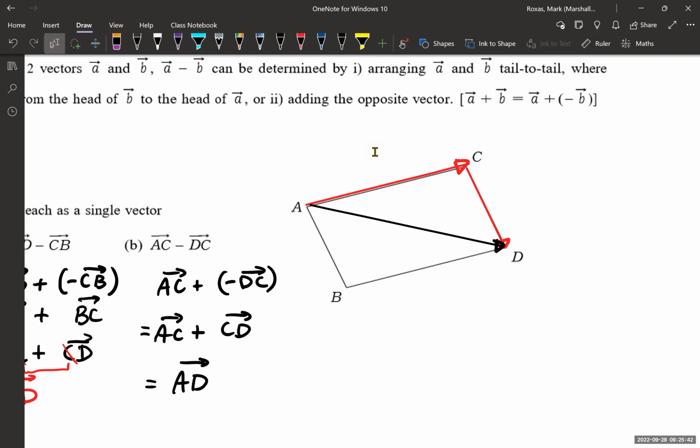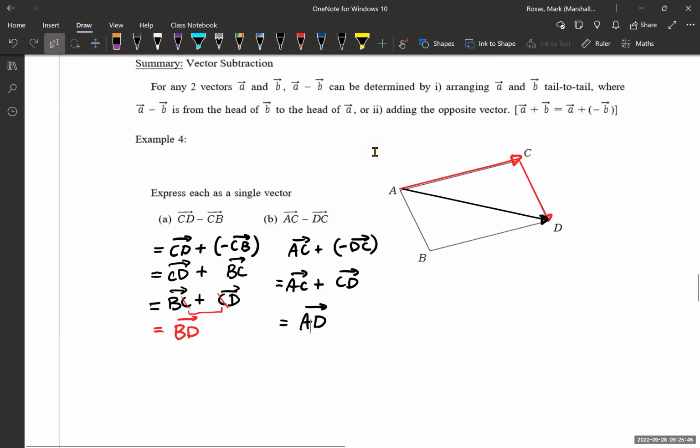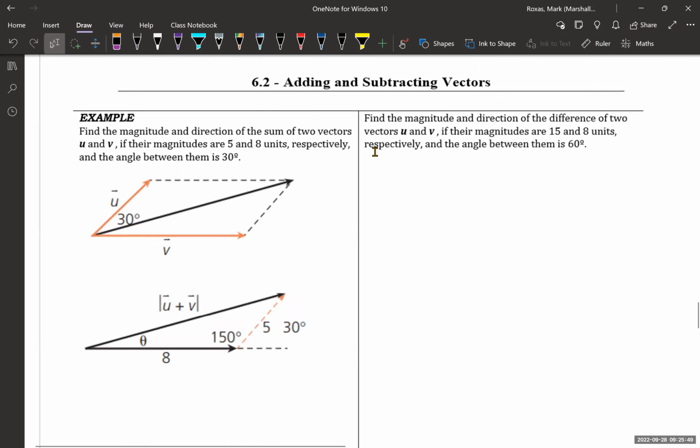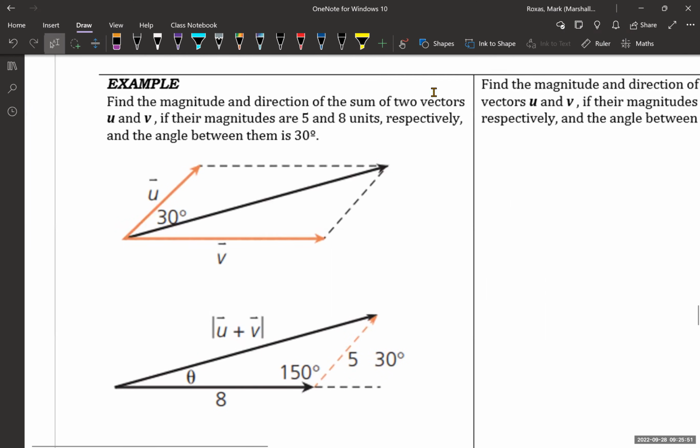All right, let's do one more. One more problem on the next page. Another vector diagram question where you have to solve a problem. So the magnitude and direction of the sum of two vectors, u and v, just like the example before.